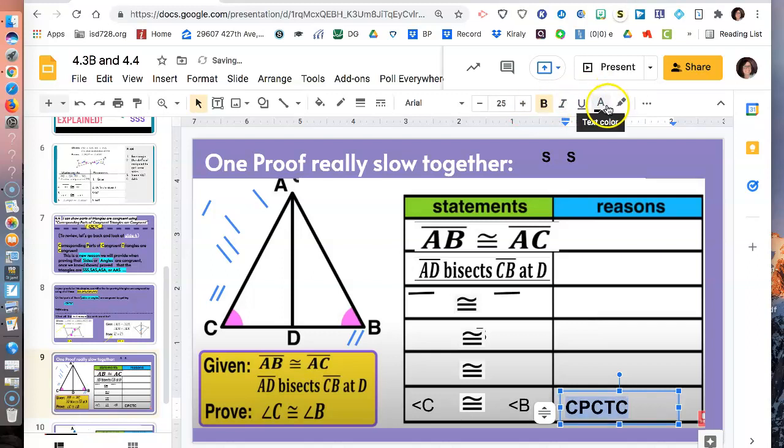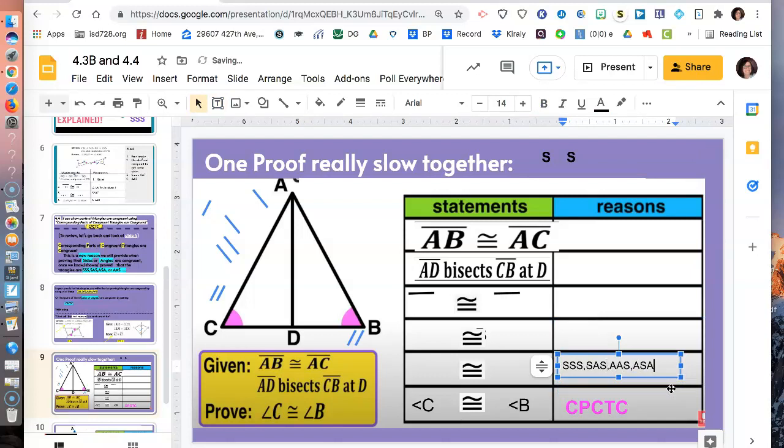I immediately know my proof is going to end in corresponding parts of congruent triangles are congruent. I made that decision because it wasn't full triangles. It was parts of triangles. Let's make everything we add bright pink. Okay, that again, I make that decision with this prove. What that means is, if I'm going to say I have congruent triangles, so those parts match up, that means I know right here above it comes one of my four. For now, I'm just going to go SSS, SAS, AAS, or ASA. I do not know, but one of those four must come.